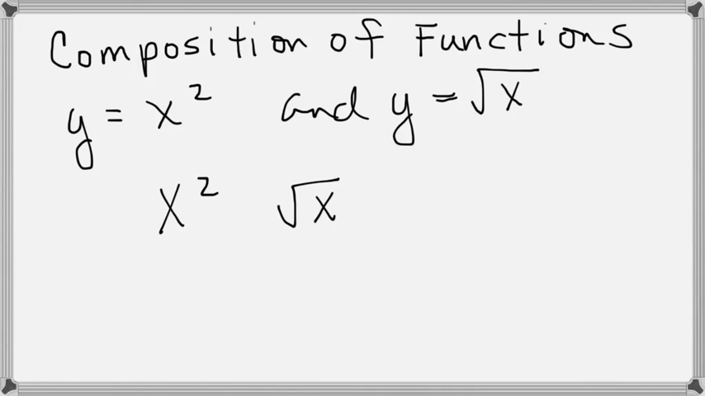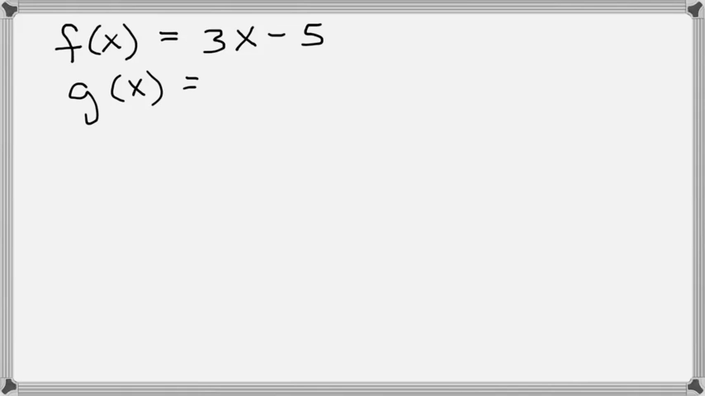So I'm going to be working on page, I believe it's 197. I'm going to do problem number 27. So I'm going to clear this screen. And the problem that I have is f of x. We're going to let f of x be 3x minus 5. And we're going to let g of x be 2 minus x squared.